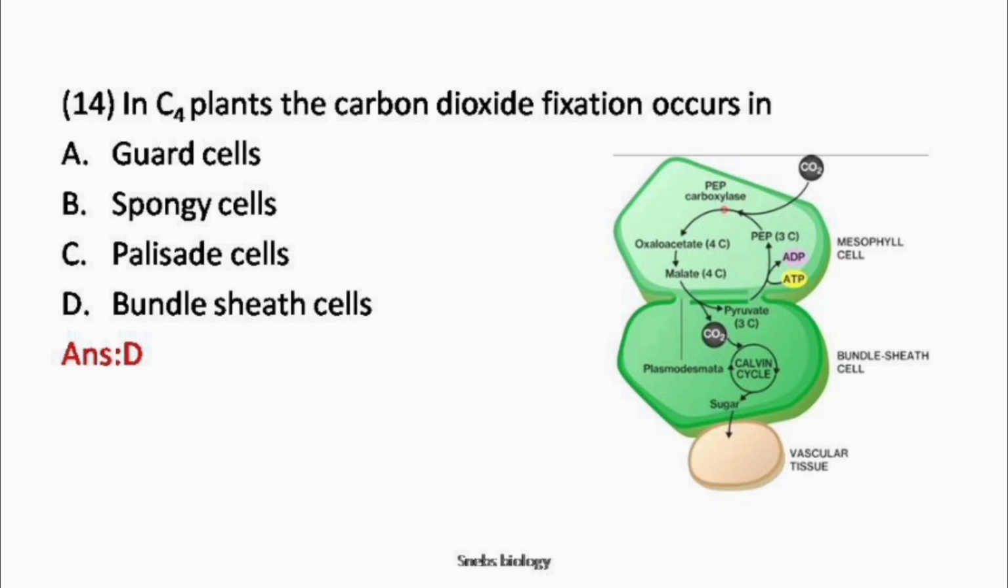In this type of anatomy, bundle sheath chloroplasts are larger, agranal, and undifferentiated mesophyll cells fix carbon dioxide with the help of phosphoenol pyruvate in presence of PEPase. Mesophyll is not differentiated into spongy cells and palisade cells. So the correct answer is option D, bundle sheath cells.